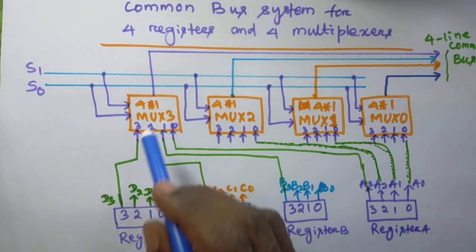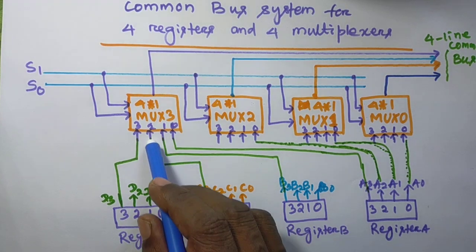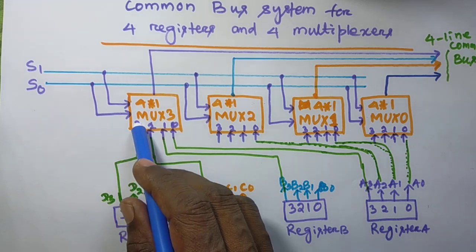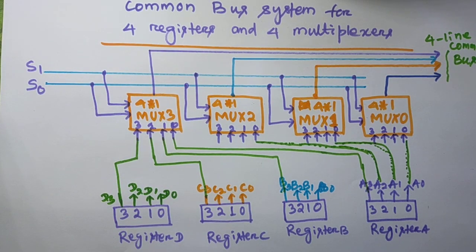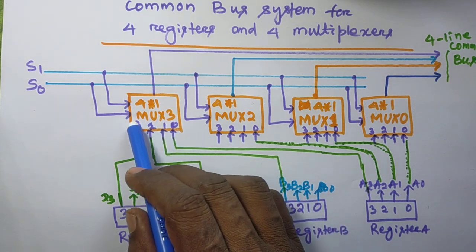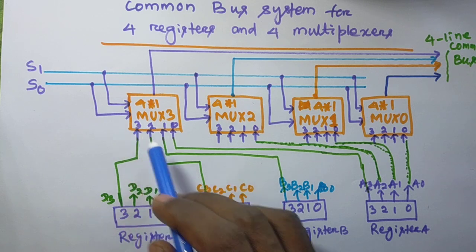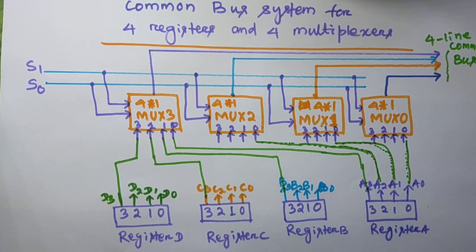B3 connects to 1. Next, C3 connects to 2. D3 connects to 3. In this way, the other multiplexers also connect accordingly. It is 3, so 0, 1, 2, 3, 4 data is there. It will connect from different registers. Similarly, if we go through this one, 0, then what happens?